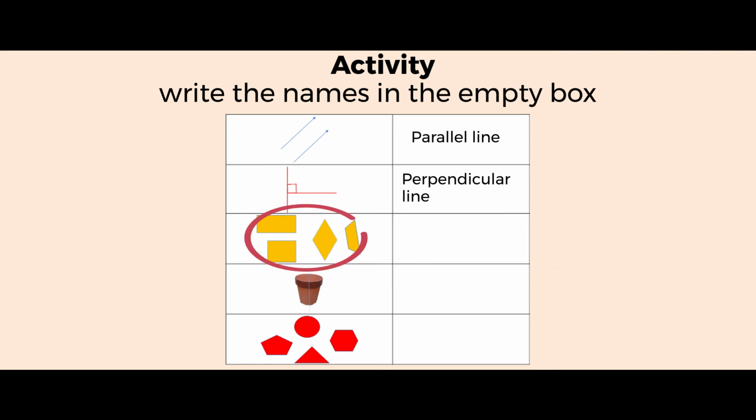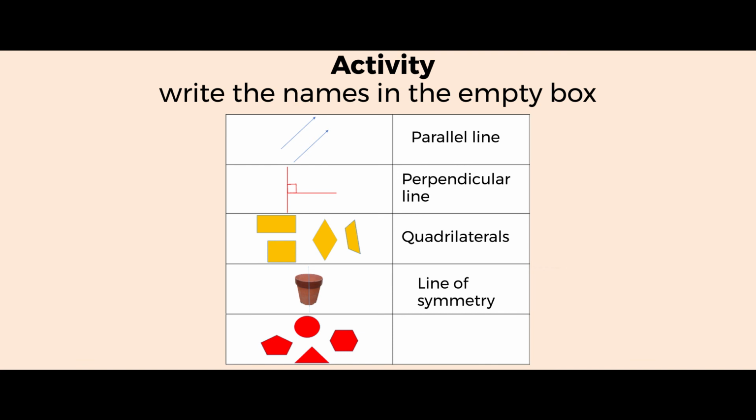What about these shapes? If you see carefully, all these shapes have four sides. So these shapes are called quadrilaterals. Now what about this? A flower pot is being divided into two equal parts or equal halves. So what could be the name of this line? Yes, it's a line of symmetry.